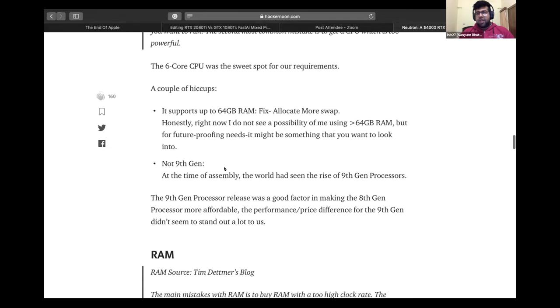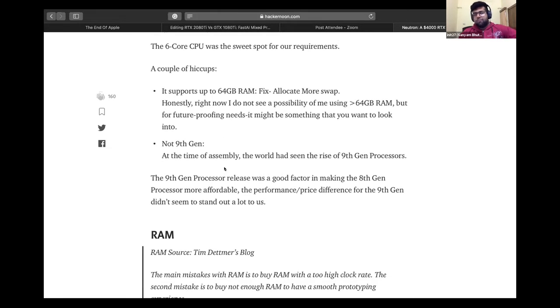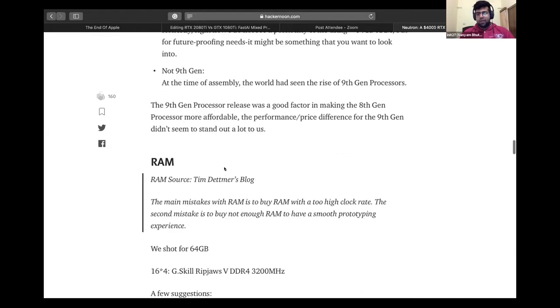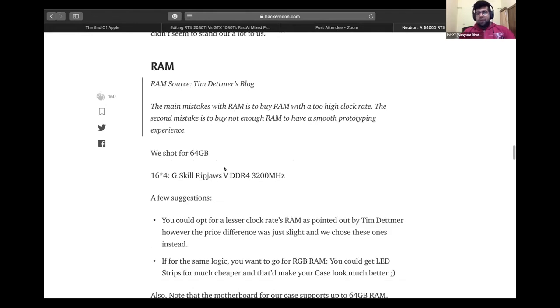And I did not choose the 9th generation because, again, that's slightly overpriced and there's not much of a performance difference in terms of deep learning. For gaming, there is. And RAM over here is slightly an overkill.